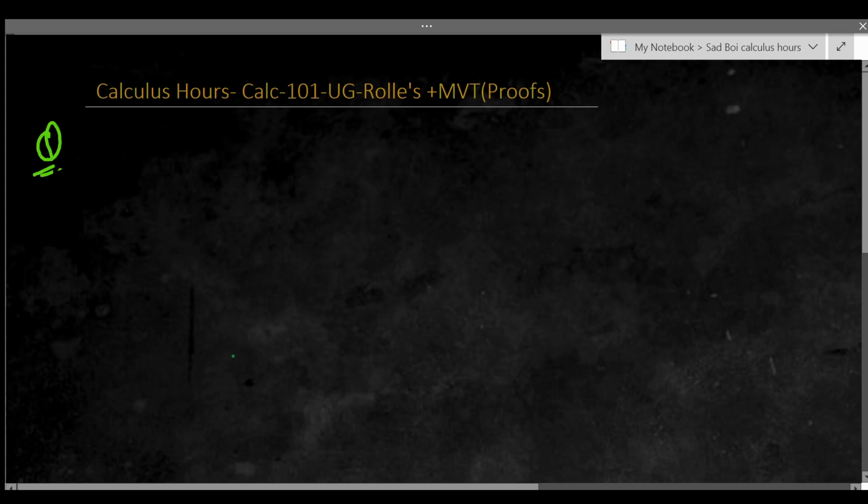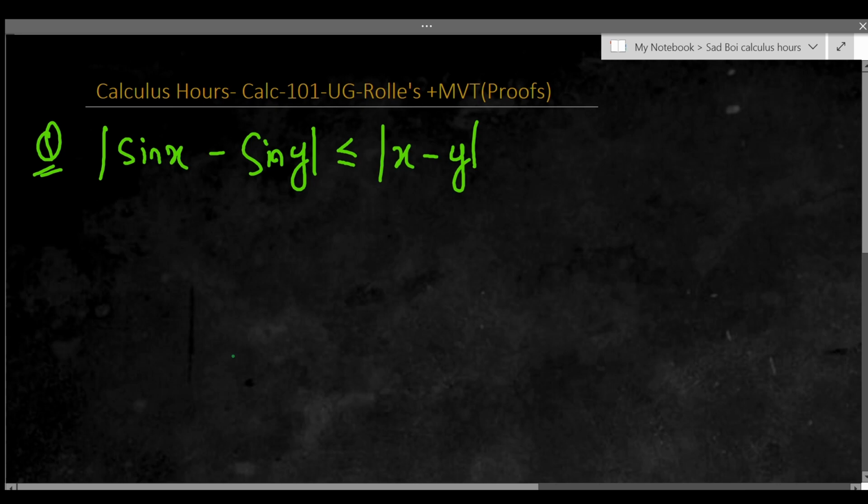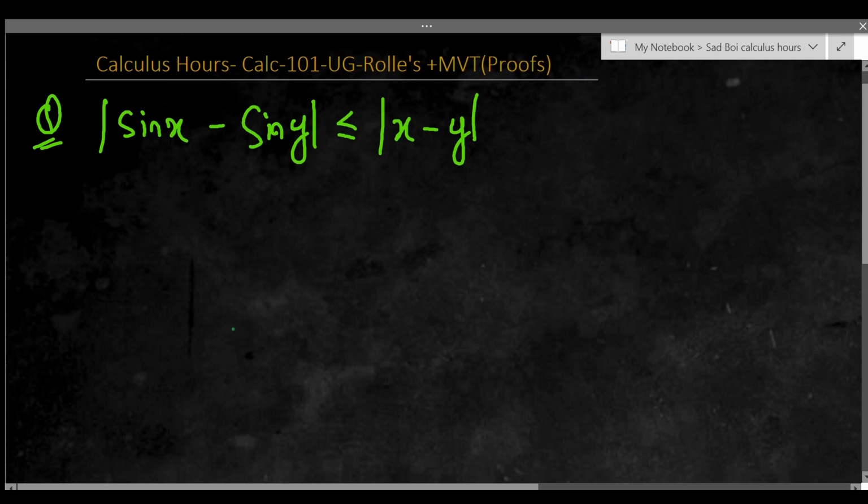The first question is, you have to prove that the modulus of sine x minus sine y is less than or equal to the modulus of the difference between x and y. So how are you going to do that? Well, we need to use our knowledge of the mean value theorem.